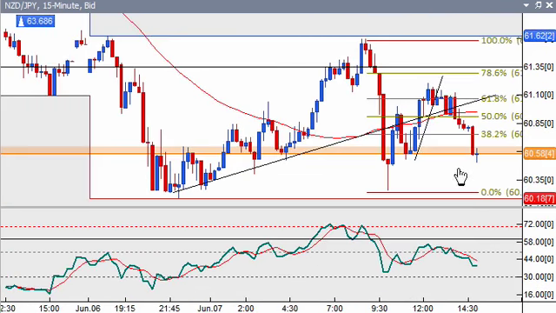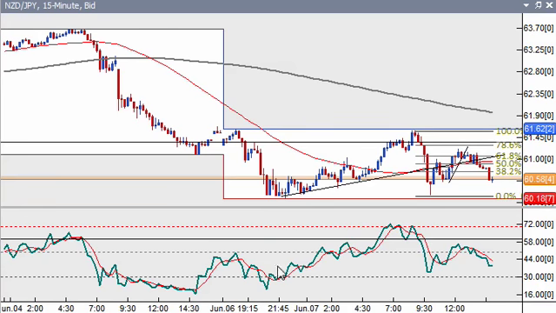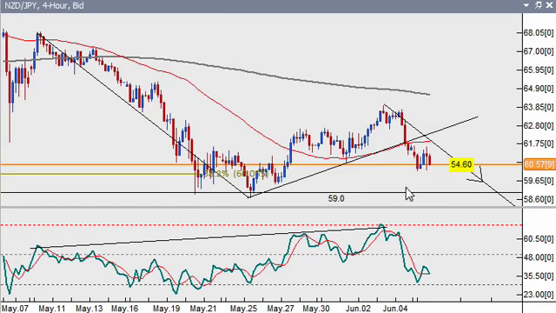In the short term, look for it to come to the 59 area, and there might be some support there. If that breaks, the 5460 area could be the next target.